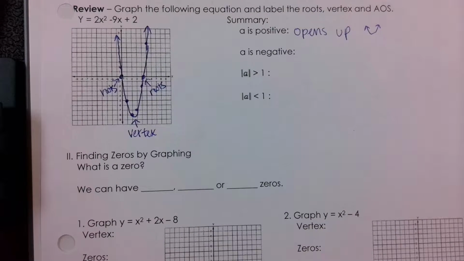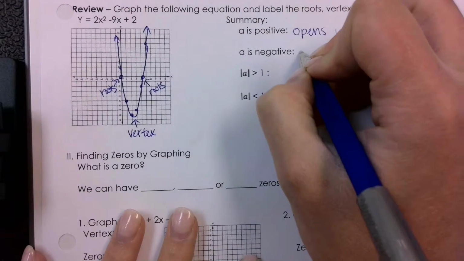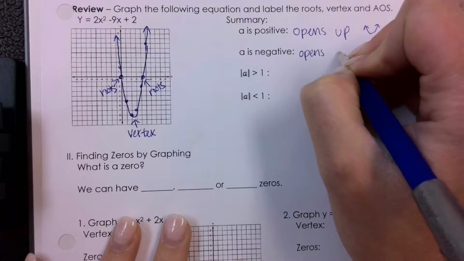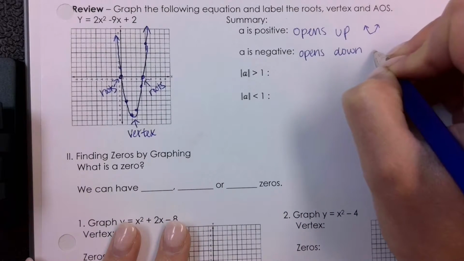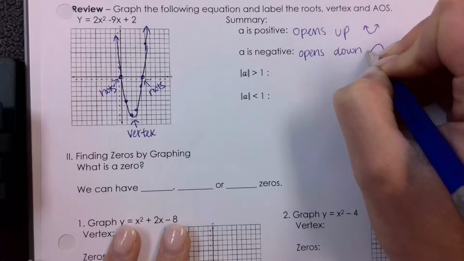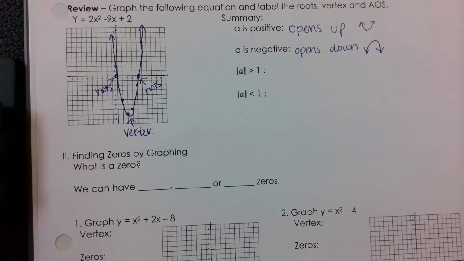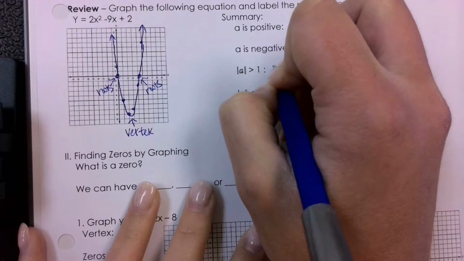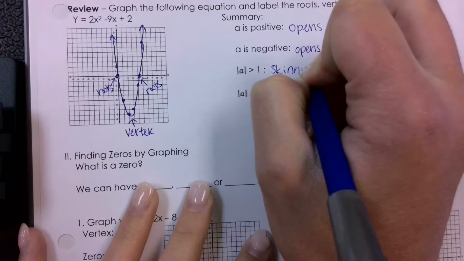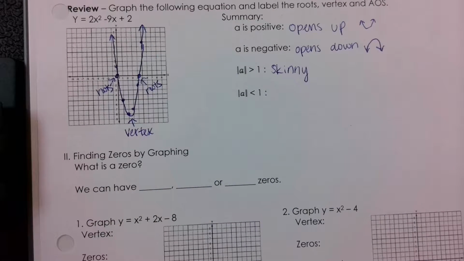What happens when that A value is negative? You open down. So it's going to be like that N shape now instead. Do you remember what happens when that A value was a number that's bigger than 1? If it's bigger than 1, it's kind of opposite of what you think. It makes it skinnier. So you have a skinny graph. And what if that A value is less than 1? If it's a fraction, it makes it wider.